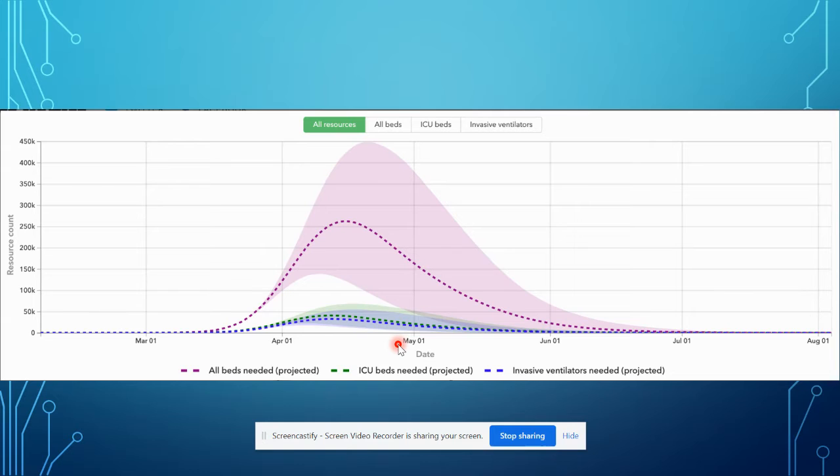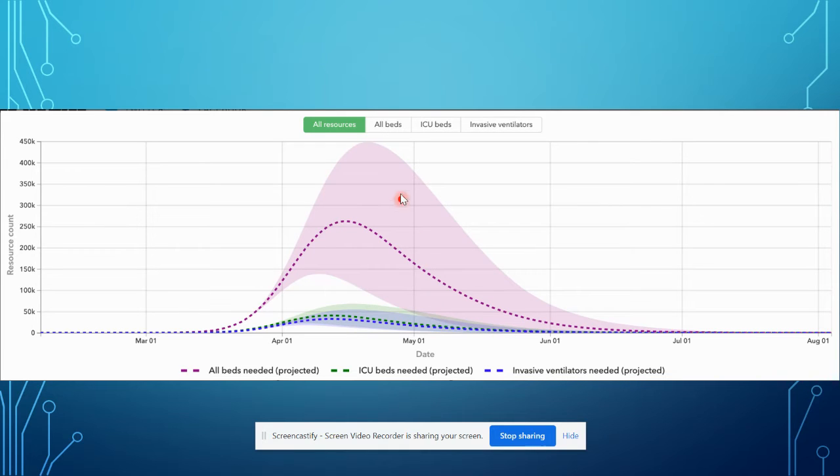All right, so now let's go to invasive ventilators needed. Now, you guys might have read about what invasive ventilators are. Those are essentially tubes that get shoved down your throat, pretty close to your lungs, and force you to breathe. And this is the blue line. How many invasive ventilators are needed?